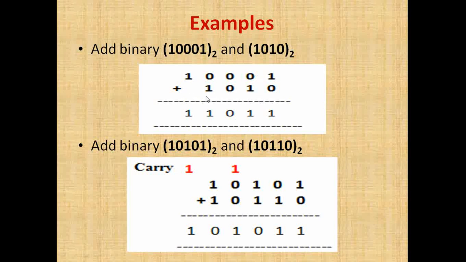When we add them as normal decimal additions, we can also perform the binary addition in the same way. So when we add 1 plus 0, what does the rule say? 1 plus 0 is 1. So we will note down 1 here. Then 0 plus 1 gives you 1, 0 plus 0 gives you 0, 0 plus 1 gives you 1, and 1 as it is. So the addition of these two binary numbers will become 11011, right?